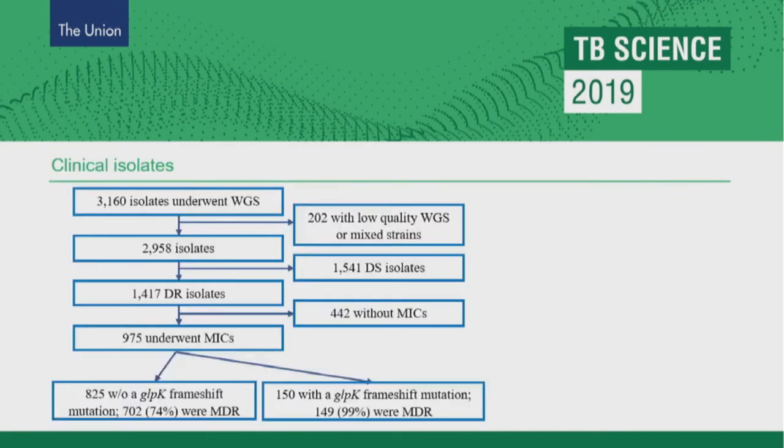These isolates underwent whole genome sequencing, and about 200 were low quality or mixed strains. Because, as I said, the analysis is conditional on the resistance pattern, we excluded those that were drug sensitive and kept those resistant to at least one first-line drug. Among them, we have about 1,000 isolates with MICs, and among them, we identified about 150 with GOPK frameshift mutations. Almost all of them were MDR, compared to about 75% MDR among those without the GOPK frameshift.